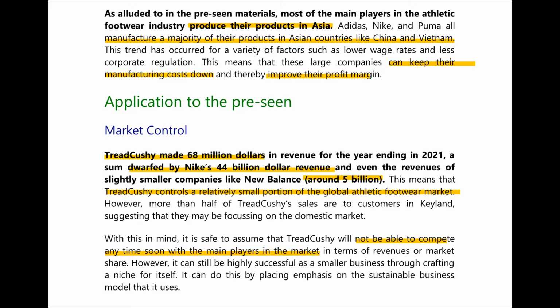However, this doesn't mean that they can't be successful. We can think of companies like Geox, where they've really crafted out a niche with their breathing shoes. TreadCushy's environmentally friendly model and focus on corporate social responsibility can mean that they may be able to craft themselves out a niche and be successful in this market.